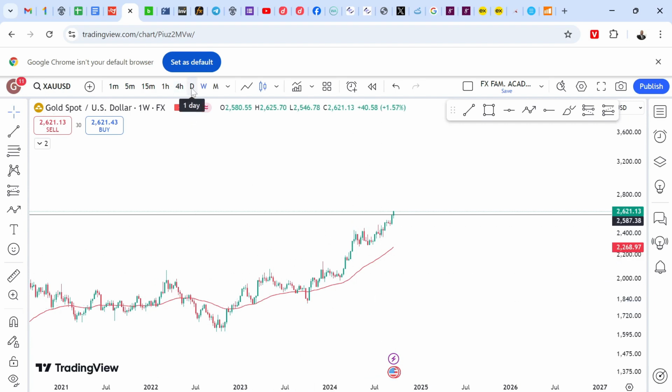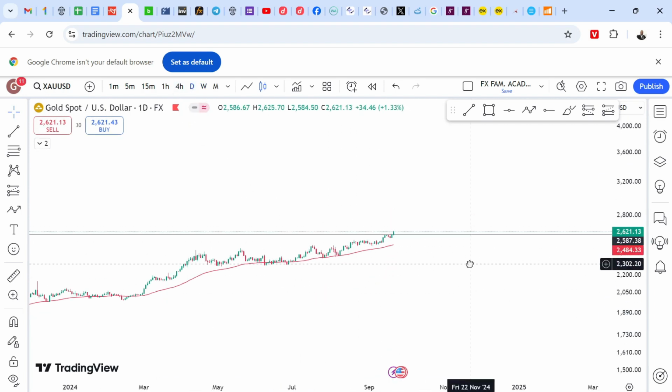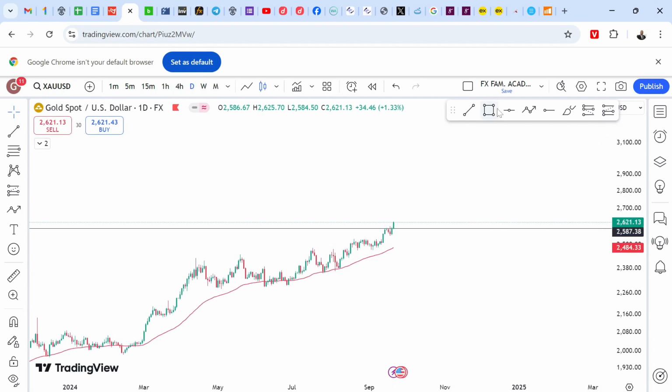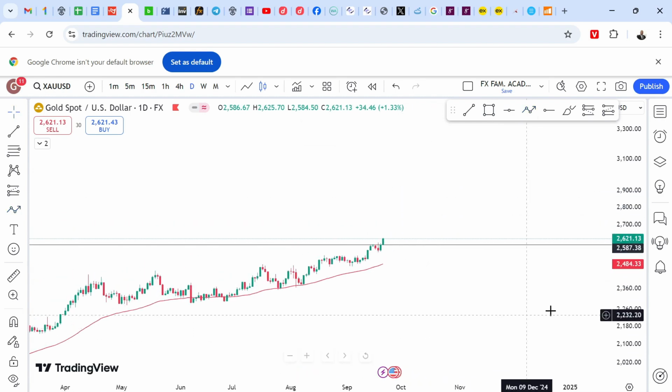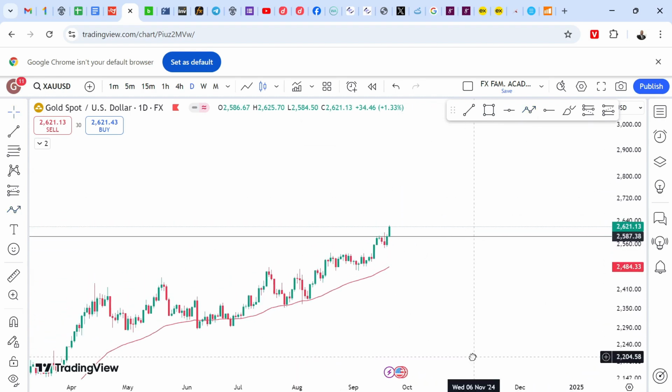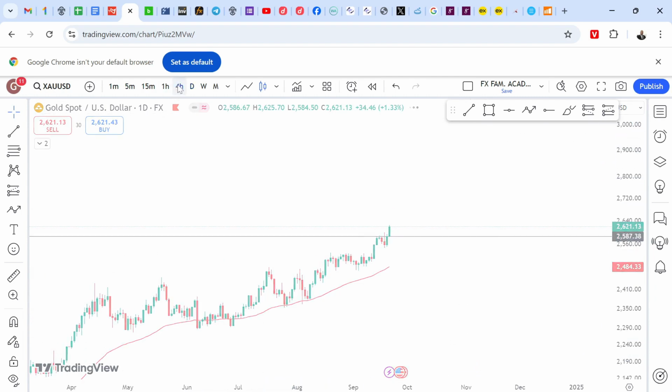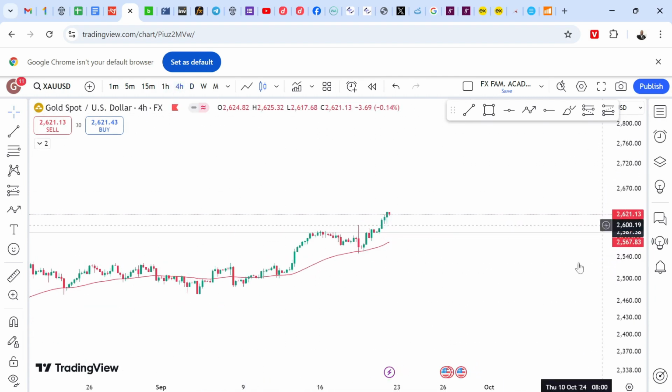But before you can do that, this is the weekly time frame, so let's come to daily and see what's happening. This was my initial resistance zone. Gold broke above this resistance and closed with a bullish candle. Did you see that? This is not the type of market you just want to trade. You just need to wait for gold to do its thing.